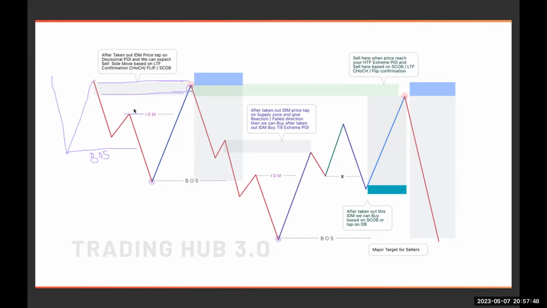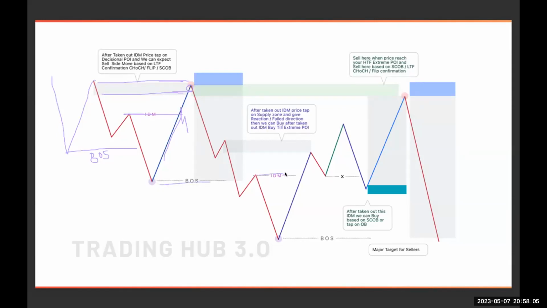And second thing is here, if price does not tap here and just sweeps this inducement, then you can sell here based on single candle order block. In that case, you don't need to wait for chalk or flip or anything. Okay. Push downside, break the structure.